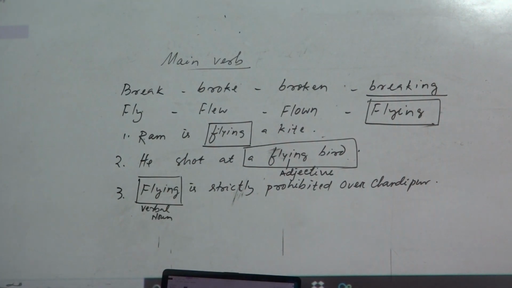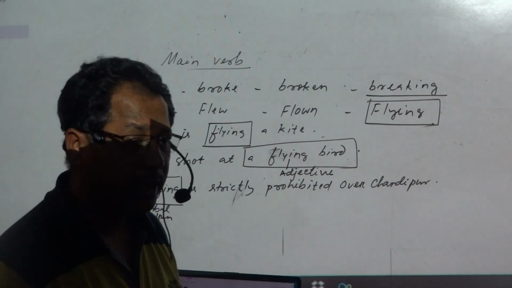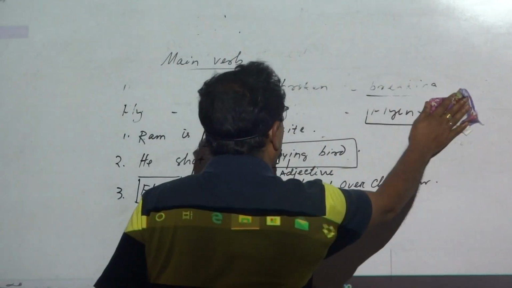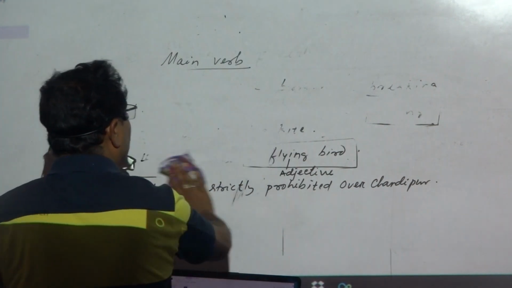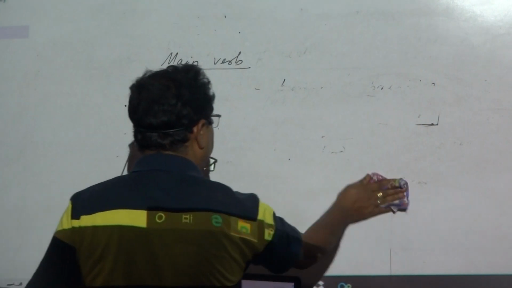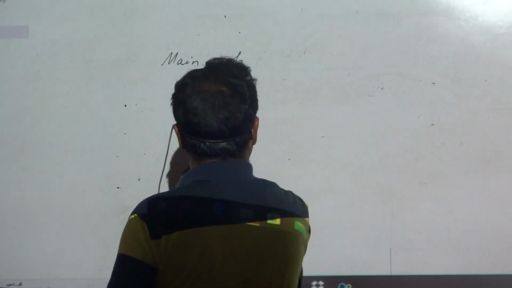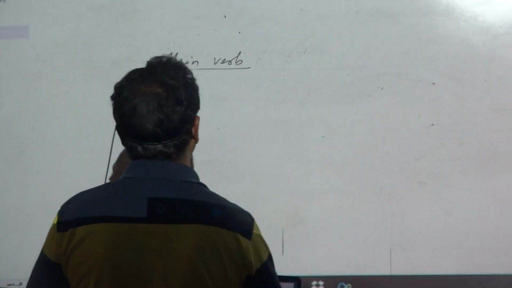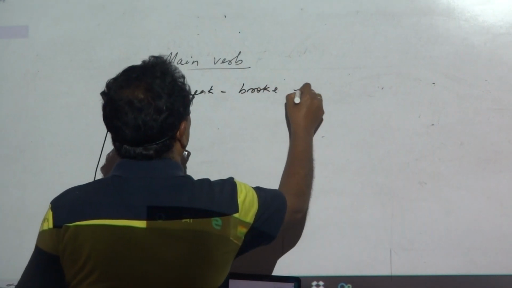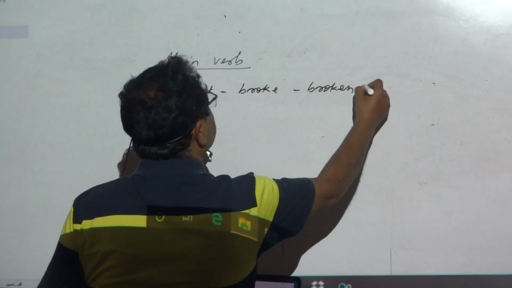V1, V2, V3, V1-ing. These are verbs, but not always verbs. V3, V1-ing: sometimes verbs, sometimes not verbs. Sometimes they are adjectives, sometimes they are nouns, sometimes they are verbs. Suppose we come to the V3 form. Break, broke, broken, breaking.